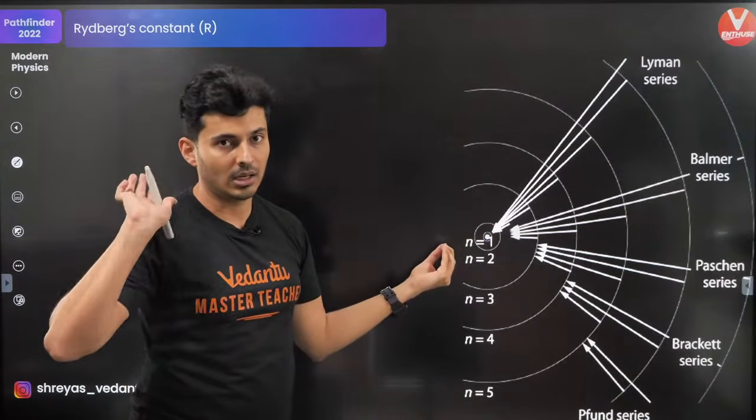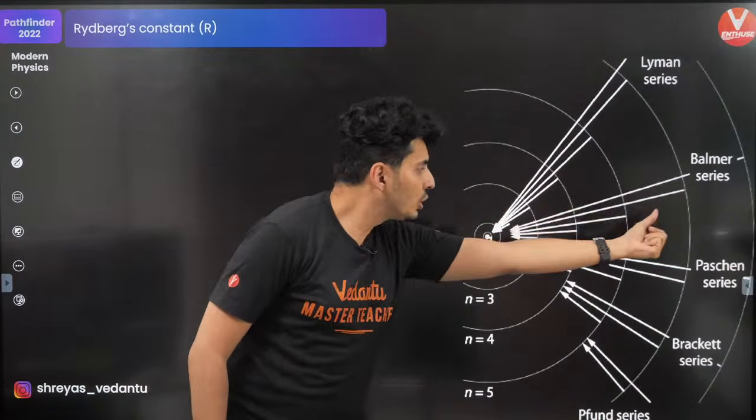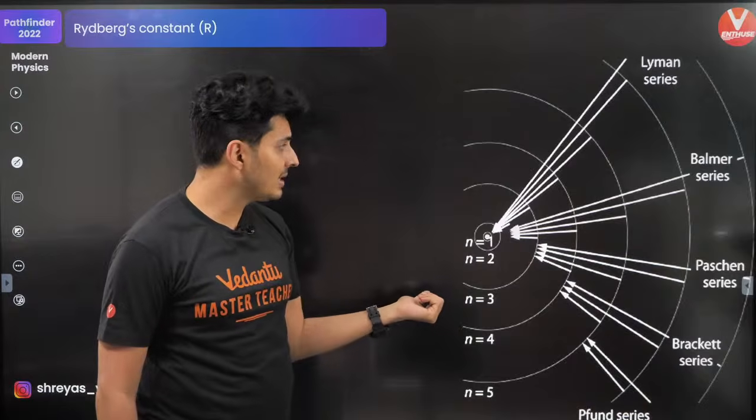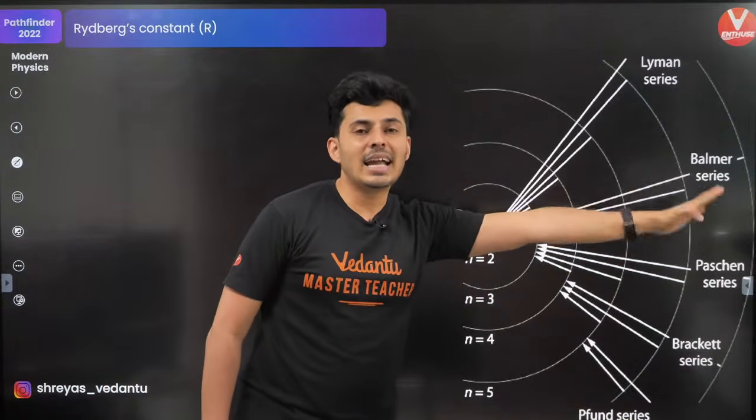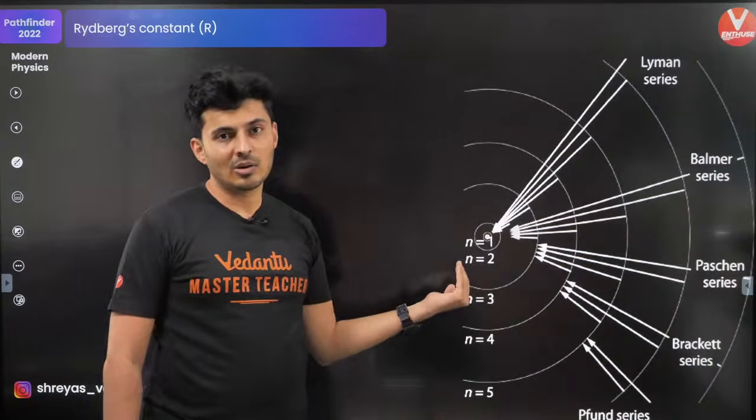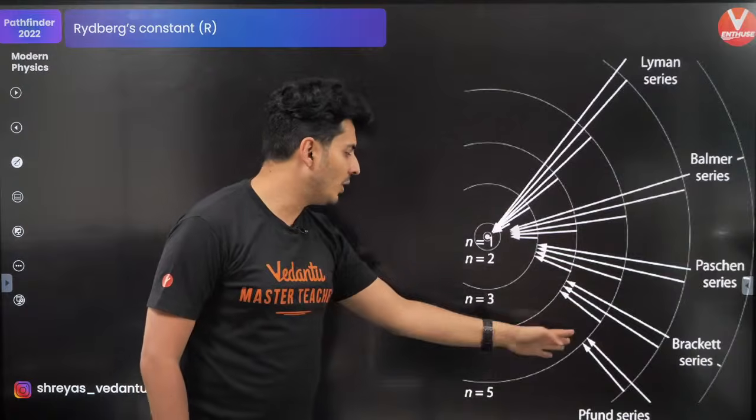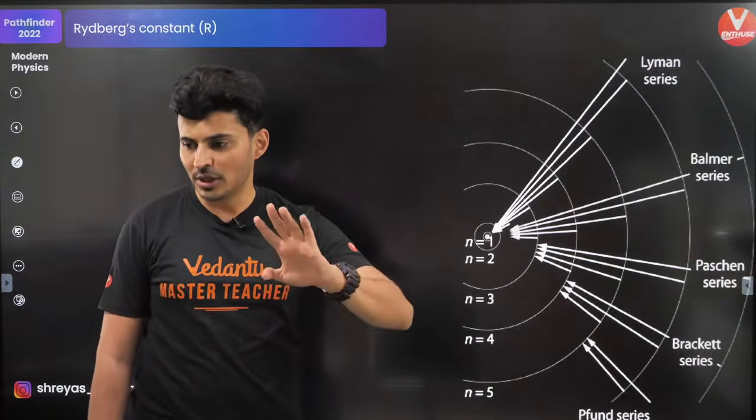Balmer is from any outer shell to the n equal to 2 shell. That is called the Balmer series. Then you have the Paschen series, which is from anything higher to n equal to 3. Then you also have Brackett and Pfund respectively for 4 and 5. That's it. That's what you should remember.